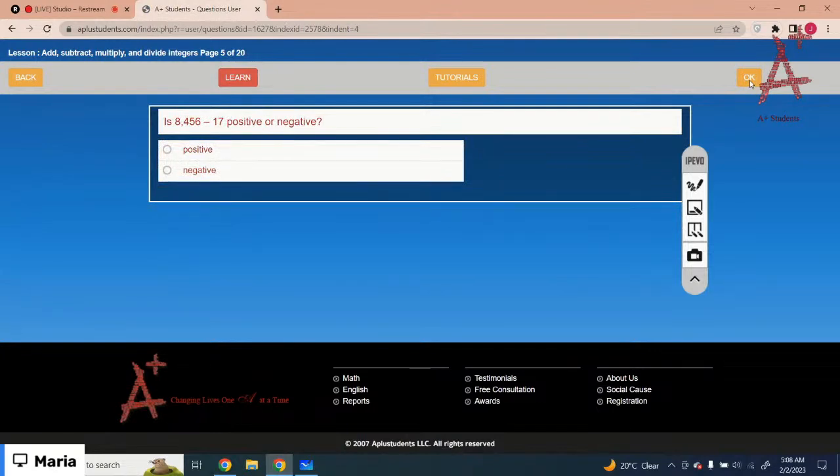Okay, the next one is 8456 minus 17, positive or negative? So 8456 is greater in magnitude. Got it? So it is positive. So the answer must be positive. Got it?